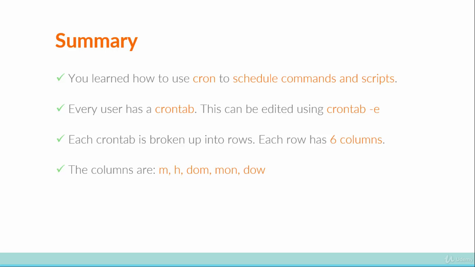And the 5th column is the day of the week. So that could be 0 to 6, with 0 being Sunday and 6 being Saturday. You could also enter 7 as Sunday again, if you wanted. But a good way to do it is just to enter the day names. So MON being Monday, SUN being Sunday, so 3-letter day names, okay? And you also saw some advanced ways to schedule this stuff as well.